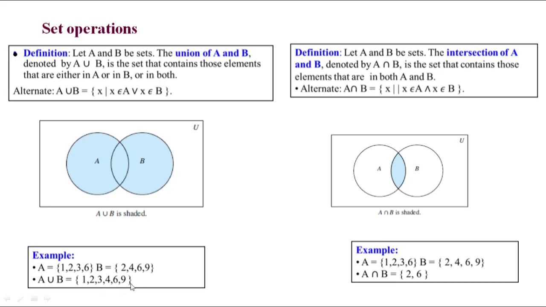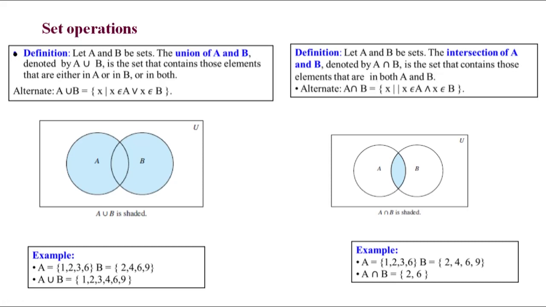While coming to the intersection, let A and B be sets. The intersection of A and B is denoted by the upside-down U; that is the symbol you are supposed to use. The intersection is a set that contains those elements that are in both A and B.